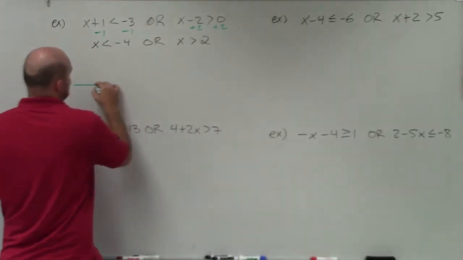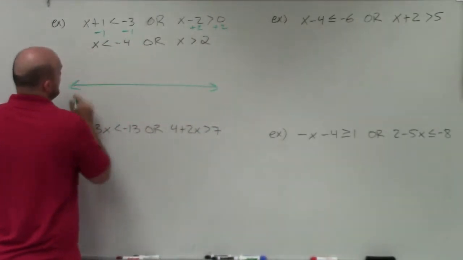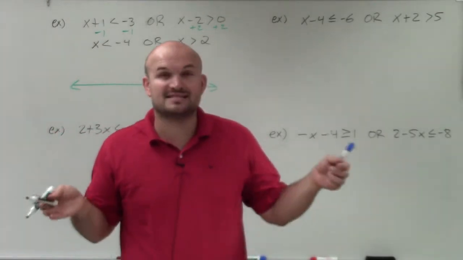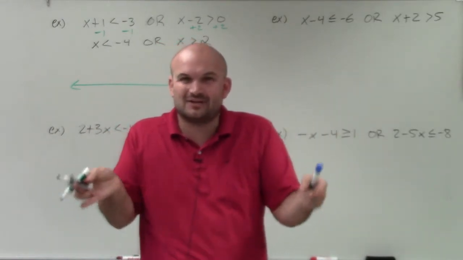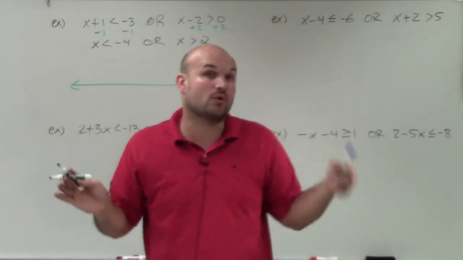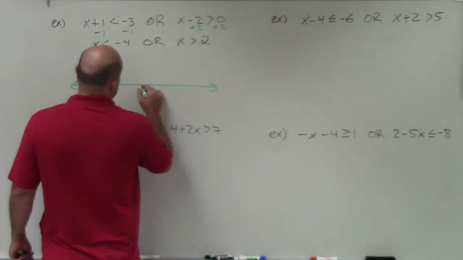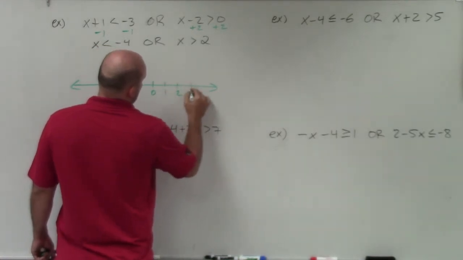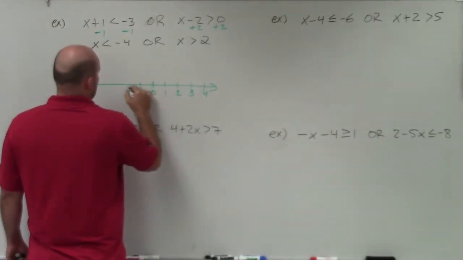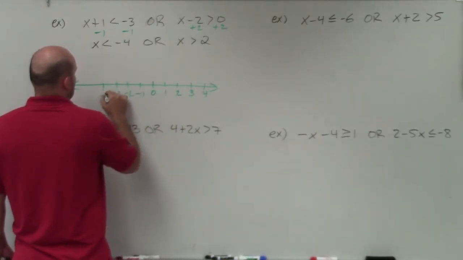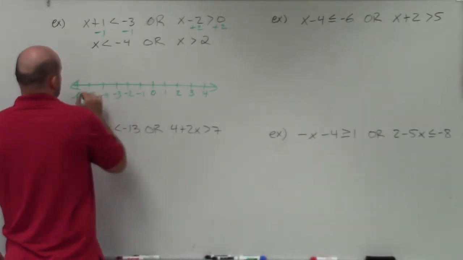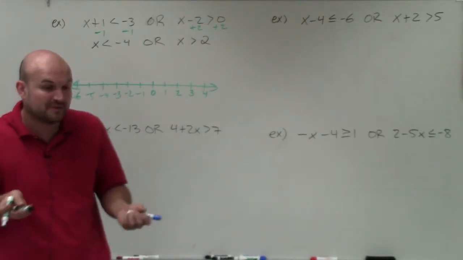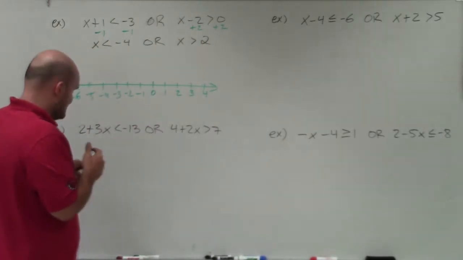So now, to graph this, I'm going to create my coordinate axis here. When you have two inequalities, make sure you set your scales so your number line can at least cover between -4 and 2. So I'm going to set 0 to be right here. And I'm going to do 1, 2, 3, 4, -1, -2, -3, -4, -5, -6. OK. So now we're going to graph both of them separately, but on the same number line. So x is less than -4.